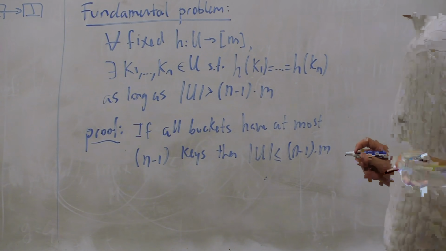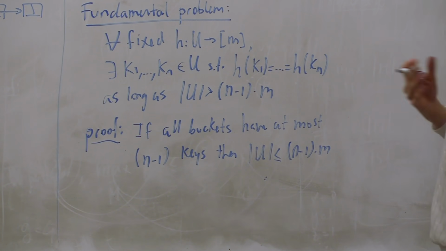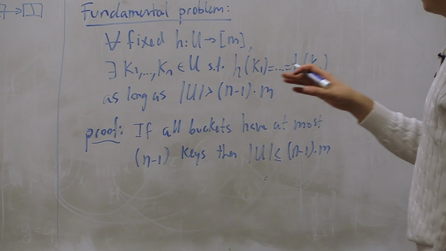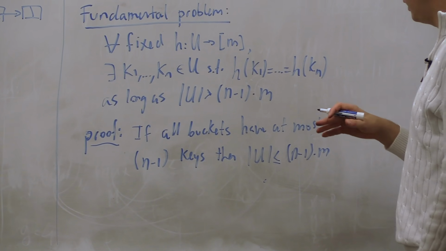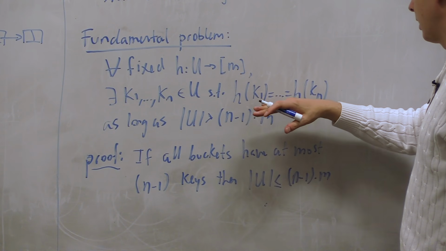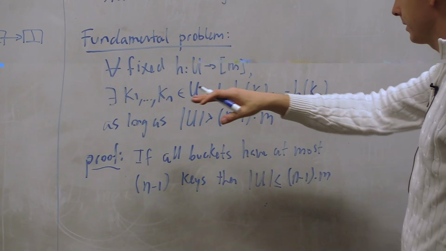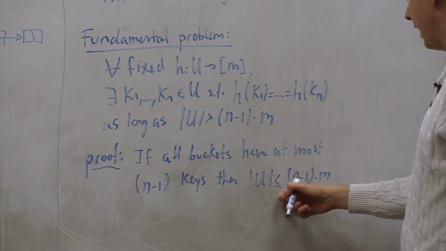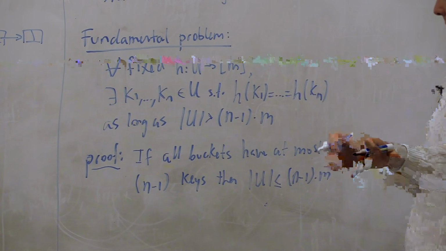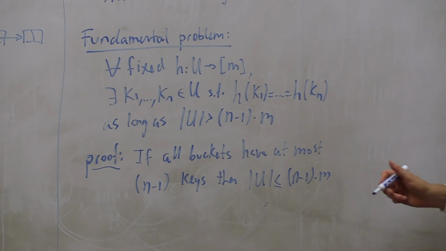Namely, if there is no bucket that, if you were to hash all the keys in the universe, were to contain n keys or more, in which case we could just pick those to be the bad ones, then the universe cannot really be n-1 times m, right? Because every bucket would have at most n-1 keys.